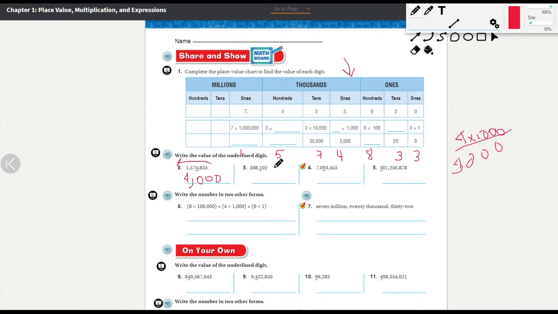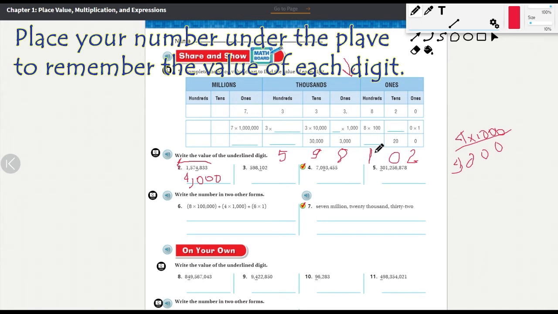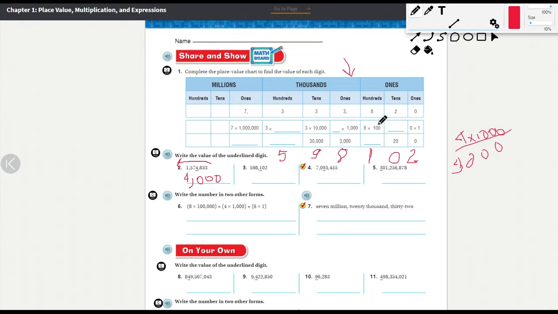Now what about 3? We have to use the place value also to identify the value of the underlined number, which is the number 1 on exercise 3. So we have here ones, tens, hundreds. Then 2 should go here, 0 goes over here, and 1 goes over here. 8, 9, and 5. 1 is under the 100, so we have to multiply 1 times 100. So the value of 1 here is 100.